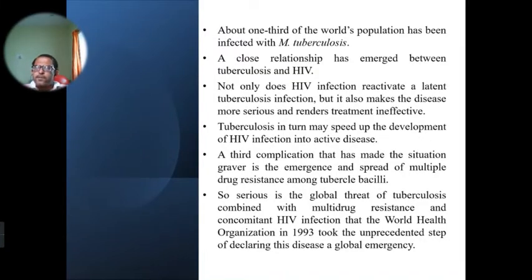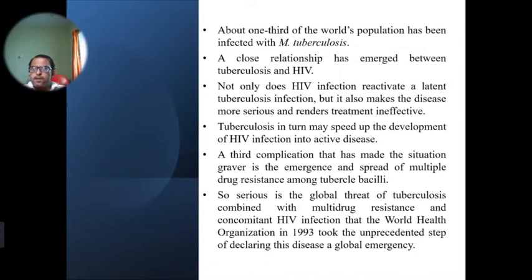Now, one third of the world population has been infected by Mycobacterium tuberculosis. When we compare our nation with the whole world, it is estimated that one third of the world population today has been infected by Mycobacterium tuberculosis.